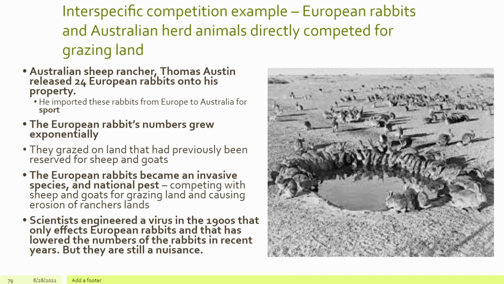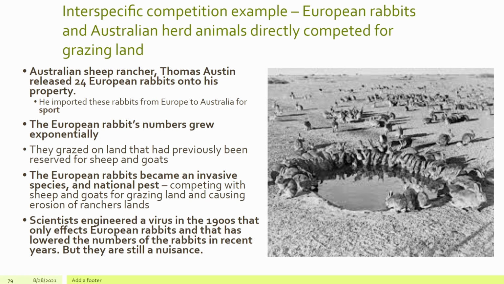So one example of interspecific competition is European rabbits and the Australian herd animals that directly competed for grazing land. There was an Australian sheep rancher named Thomas Austin who released 24 European rabbits onto his property. He had imported these rabbits from Europe to Australia for sport. He just wanted to release them, and rabbits tend to mate very quickly and produce a lot of offspring. So he basically wanted to have target practice on his land.